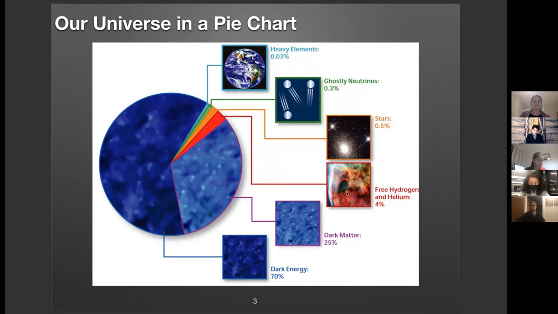studying and understanding. And when you become a dark matter physicist, you take a solemn oath that you will always show a pie chart in one of your talks. So I have fulfilled my duties.